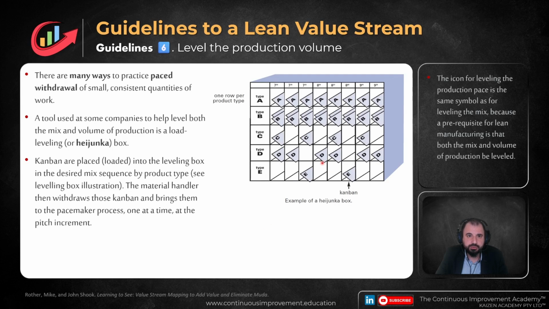And a powerful tool for leveling both mix and volume is what's called the load leveling or Heijunka box, where Kanban are placed in a desired sequence and withdrawn in small increments, which will result in synchronizing the production.